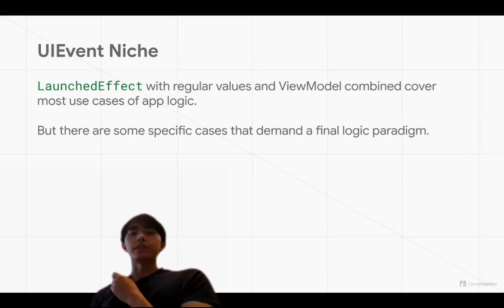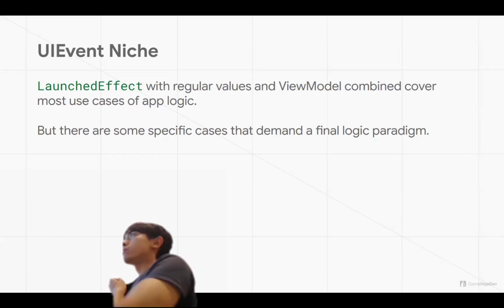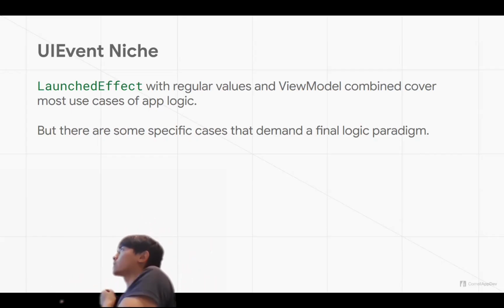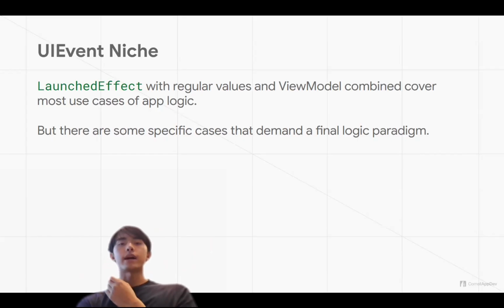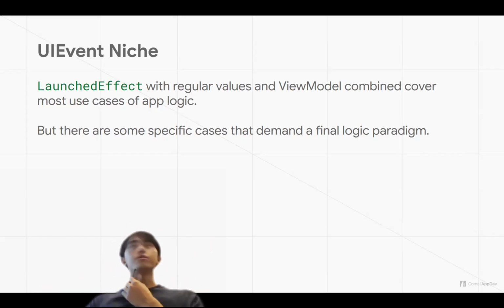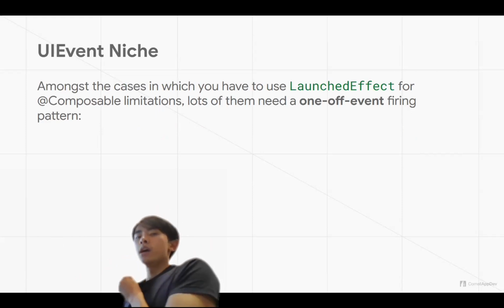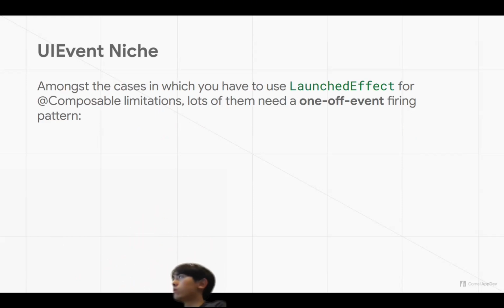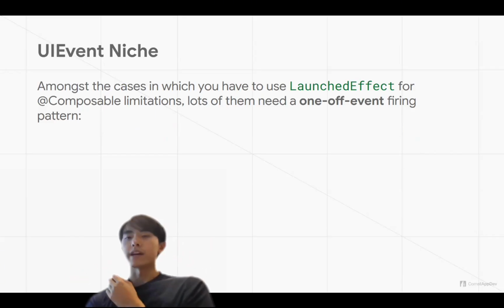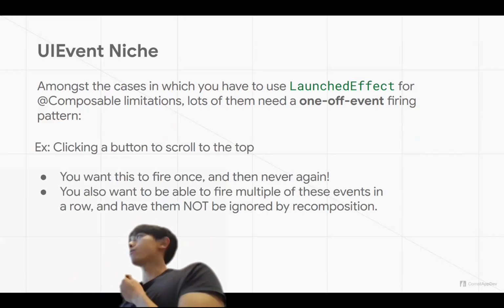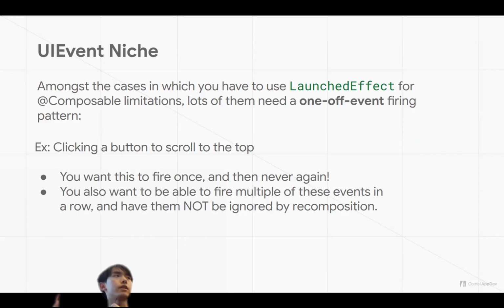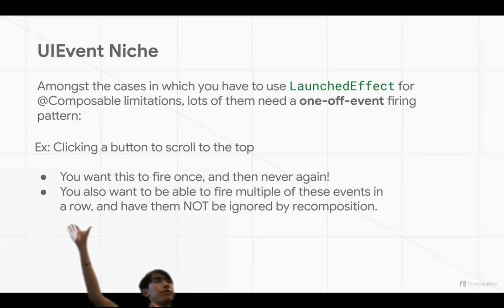So the general idea is that launch effect and view models will encompass almost everything, but there's one specific use case that the UI event is really useful for, and you'll see it happen a lot. In many cases where you'll want to use UI level logic, you need this one-off event firing pattern. So what that means is that, for example, if you want to click a button and have scroll to the top occur, which we'll implement in a second, you want this scroll to the top to fire once.